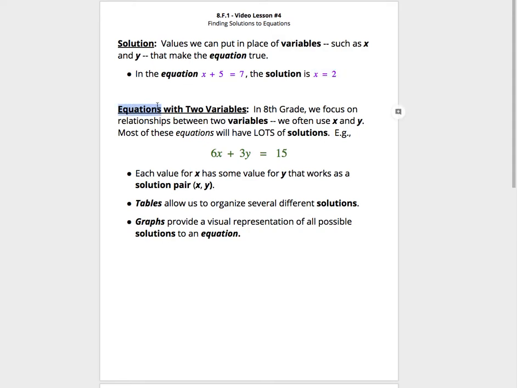In 8th grade, we're going to spend a lot of time on equations with two variables. Most of these equations are going to have lots of solutions. An example is the equation 6x plus 3 times y equals 15. For this equation, each value that we pick for x, like 1 or 2, is going to have some value for y that works as a solution pair in this equation. Tables allow us to organize a bunch of different solutions to an equation, and graphs then allow us to make a visual representation of all the possible solutions to an equation.